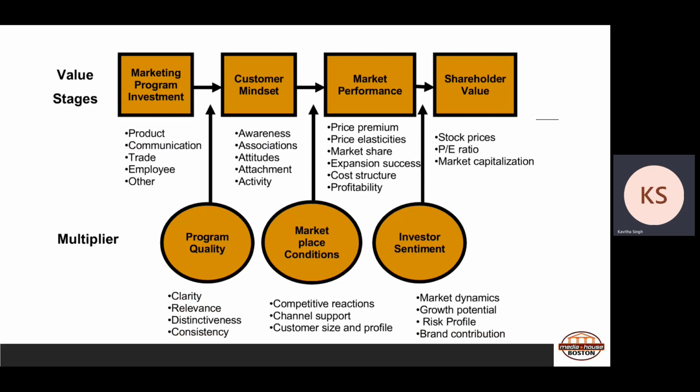Then at the bottom, you have program quality, which speaks to clarity, relevance, distinctiveness, consistency. Marketplace conditions: competitive reactions, channel support, customer size, and profile. So this is linked to the two blocks above. And the competitive reactions, this is where you have a competitive advantage. It sets you apart from your competitors.